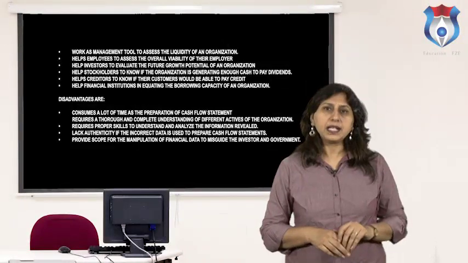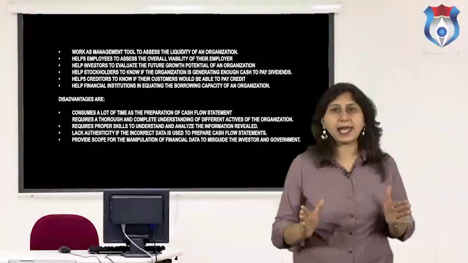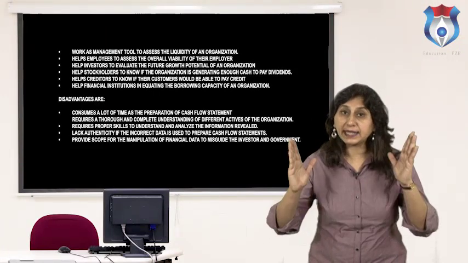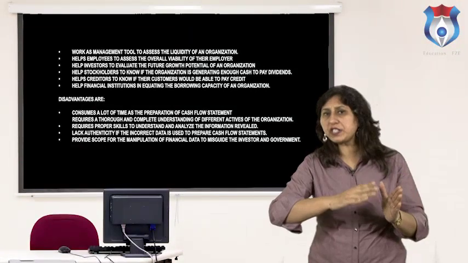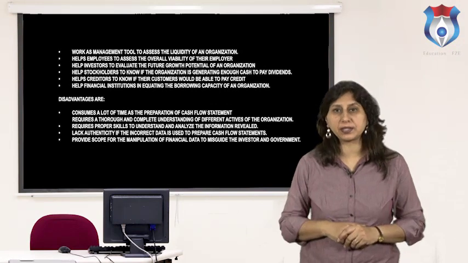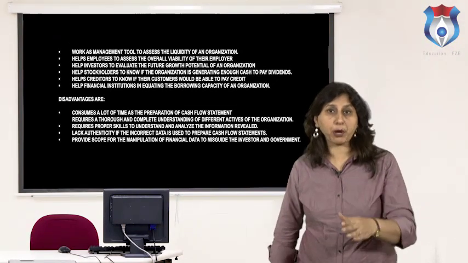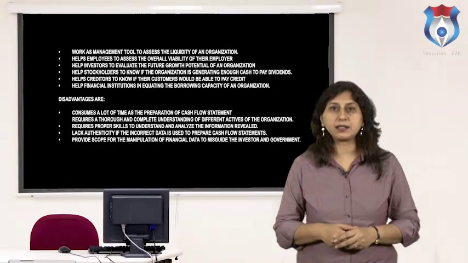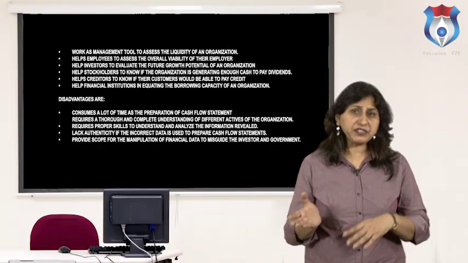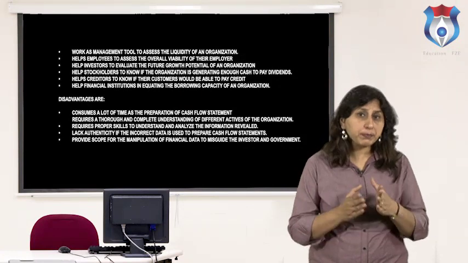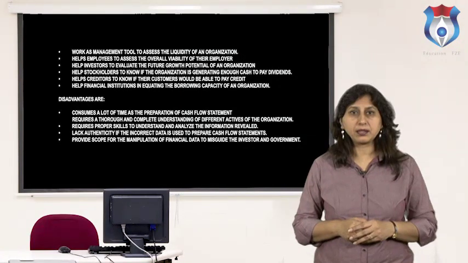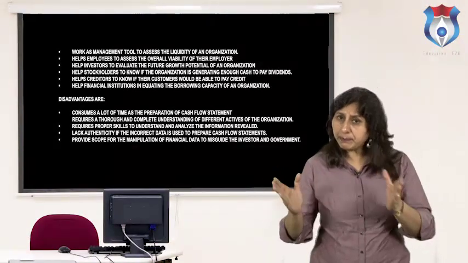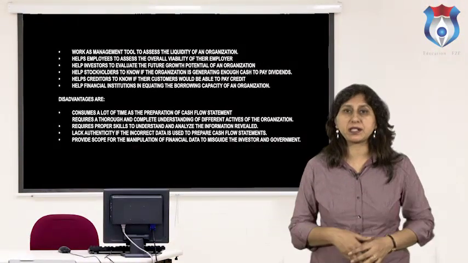Disadvantages are: it consumes a lot of time, as the preparation of a cash flow statement requires a thorough and complete understanding of different activities of the organization. It requires proper skills to understand and analyze the information revealed. It lacks authenticity if incorrect data is used to prepare cash flow statements. It provides scope for the manipulation of financial data to misguide the investor and government.